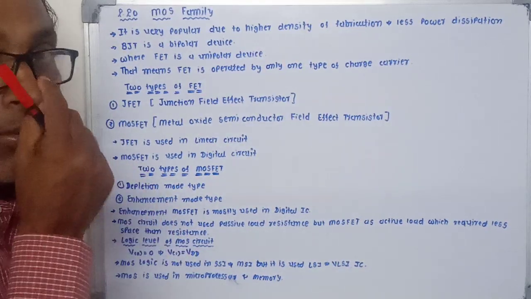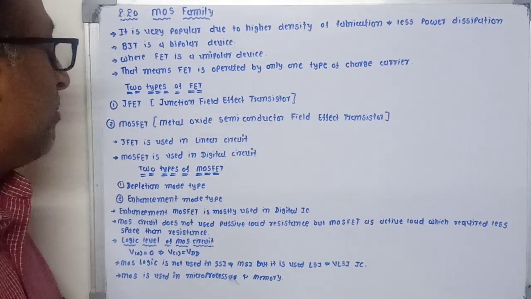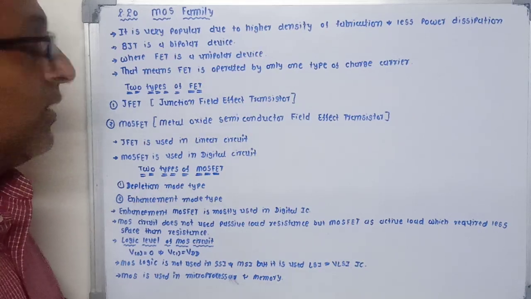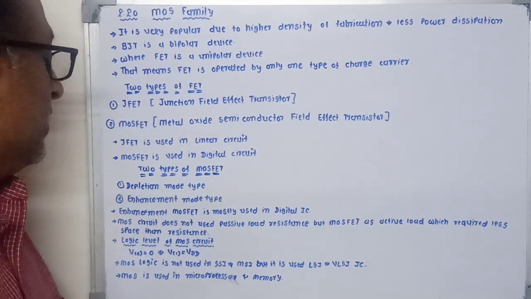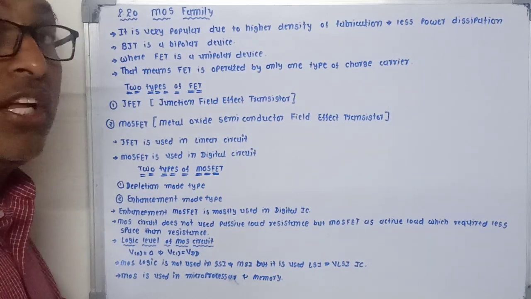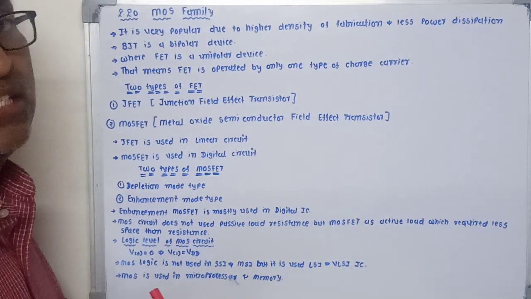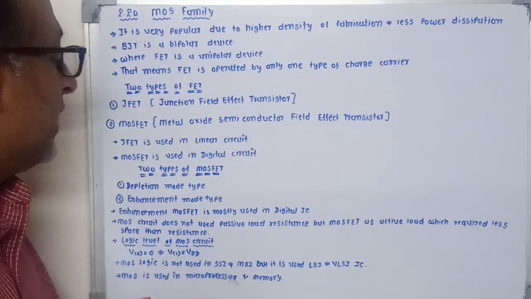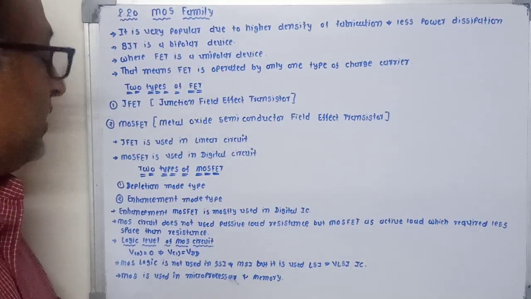There are two types of MOSFET. First, depletion mode type, and second, enhancement mode type. Now the enhancement type MOSFET is mostly used in the digital IC. So in digital IC, mostly enhancement type MOSFET is used.